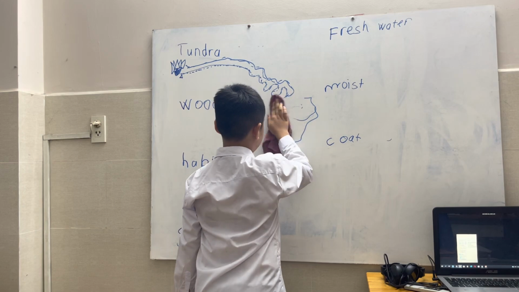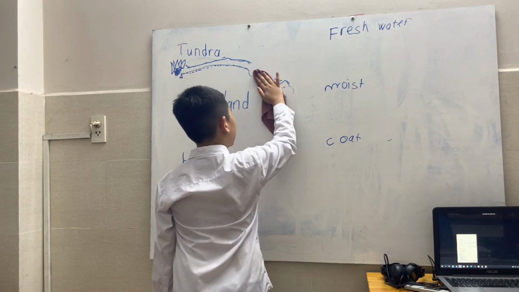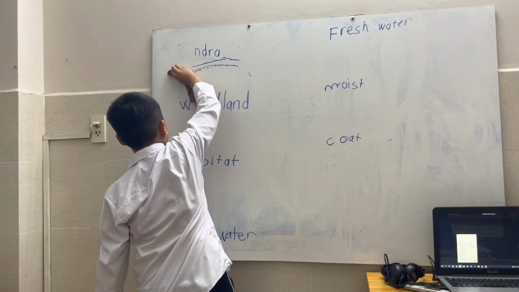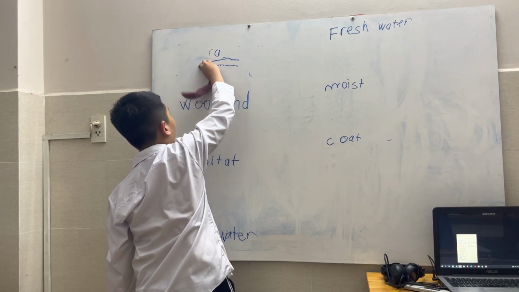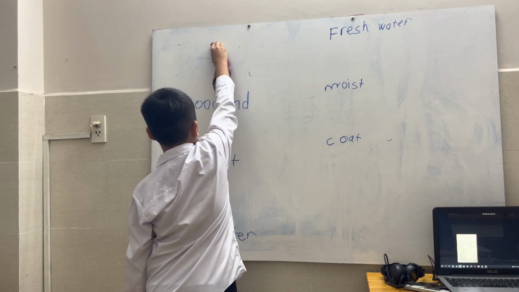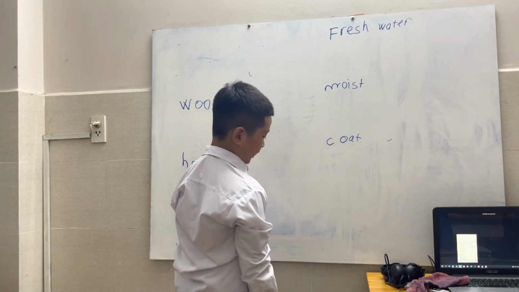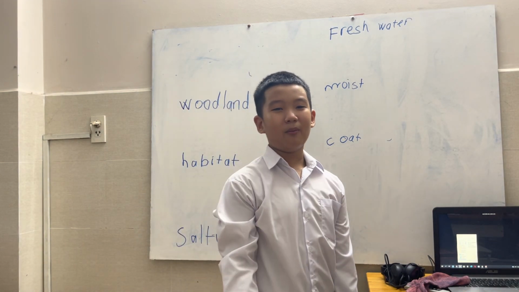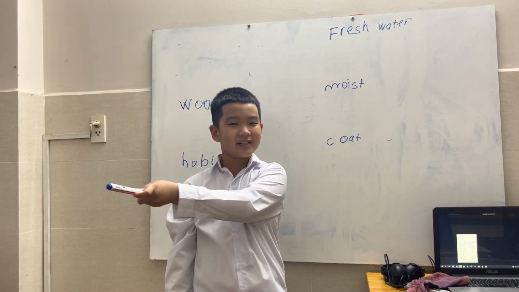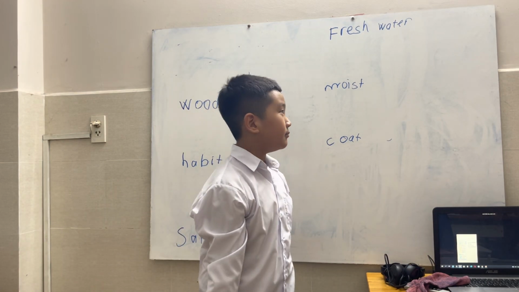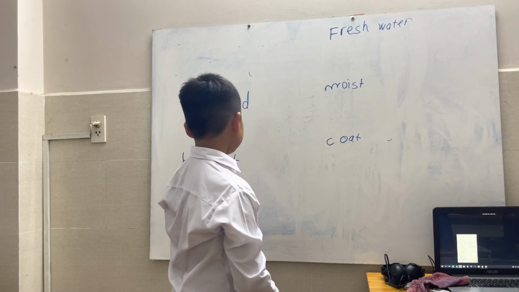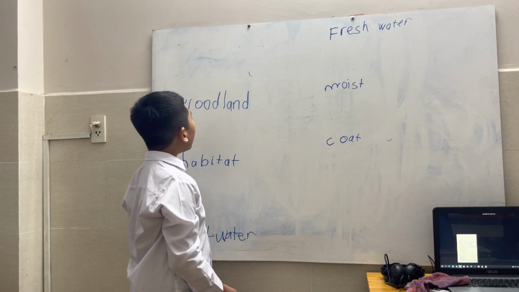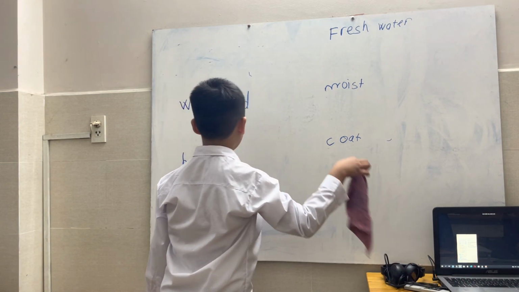So let me erase. So tundra is basically the North Pole, the South Pole, or a very cold place such as Antarctica, or even the place where Santa lives. If you have a trip to the North Pole, you might see Santa Claus's secret base. Okay, so now that's the word tundra.